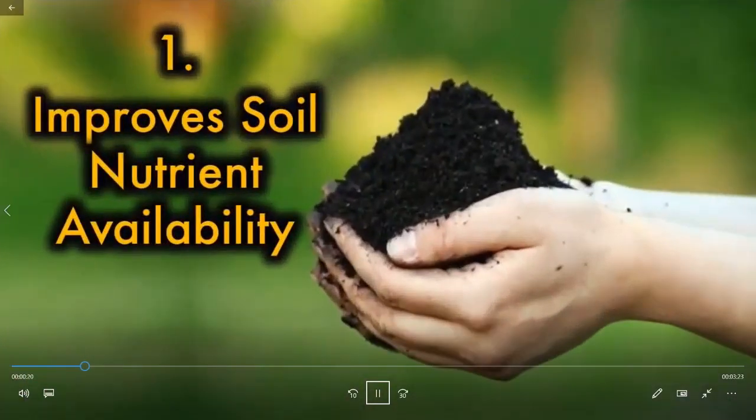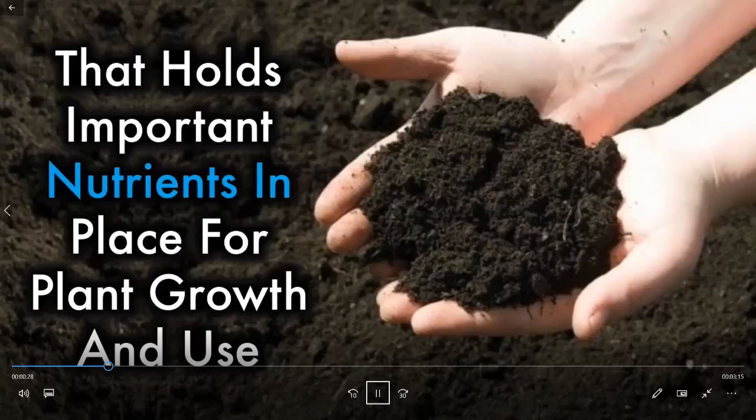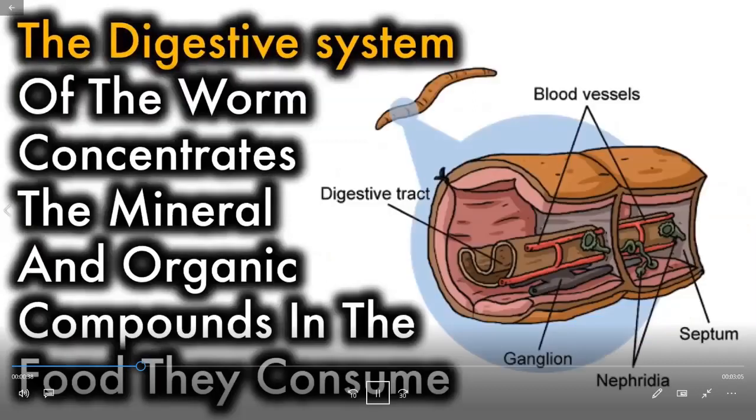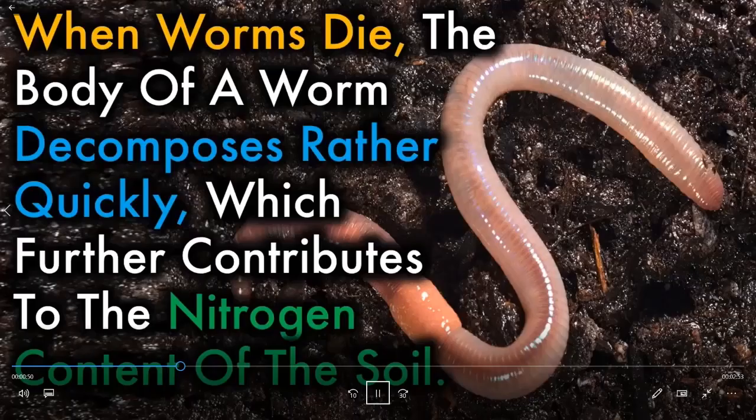1. Improve soil nutrient availability. Earthworms help create humus, which is a dark brown-black type of soil that holds important nutrients in place for plant growth and use. The worms feed on plant debris such as manure, grass, leaves, and dead roots, as well as the soil. The digestive system of the worm concentrates the mineral and organic compounds in the food they consume, so their casts become richer in available nutrients than in the soil around them. When worms die, the body of the worm decomposes rather quickly, which further contributes to the nitrogen content of the soil.